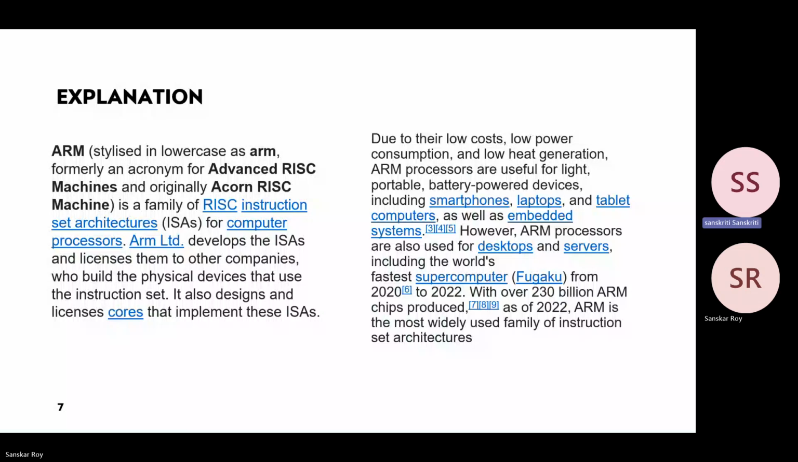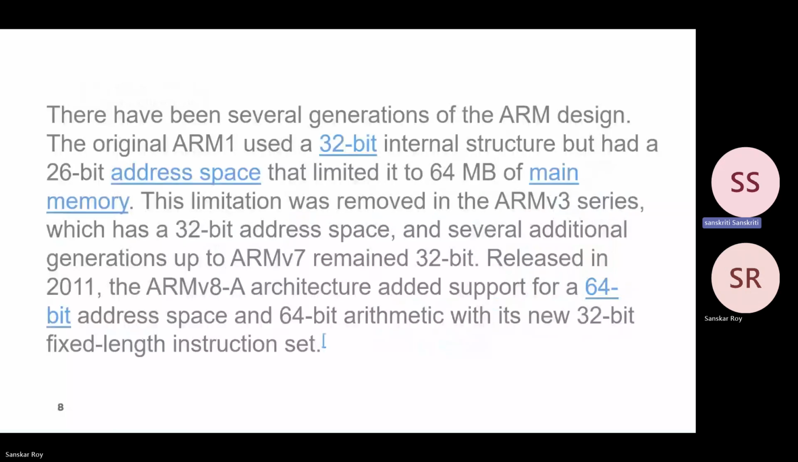Due to their low cost, low power consumption, and low heat generation, ARM processors are useful for light portable battery powered devices, including smartphones, laptops, tablets, as well as embedded systems. However, ARM processors are also used for desktops and servers, including the world's fastest supercomputer, Fugaku, from 2020 to 2022.